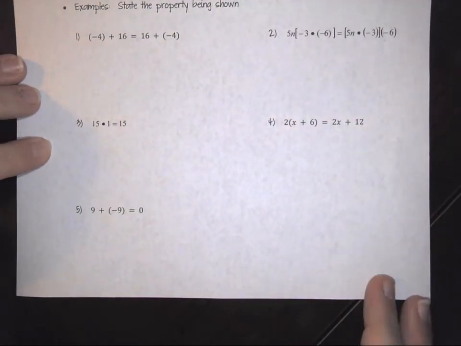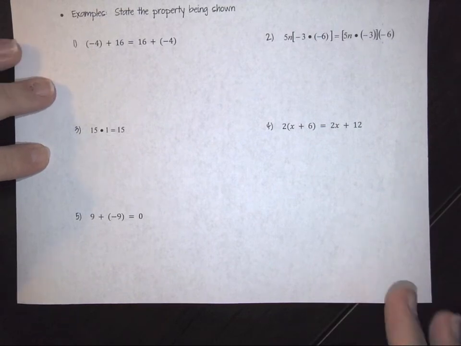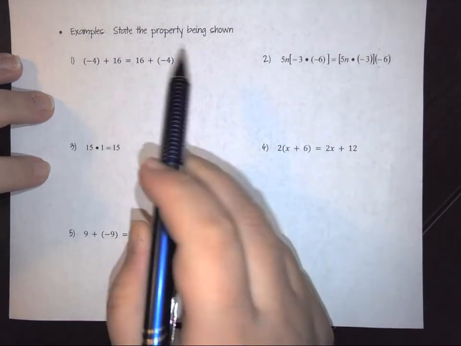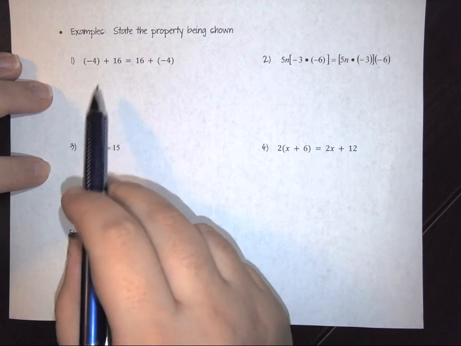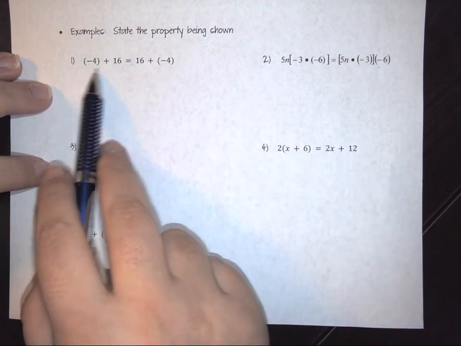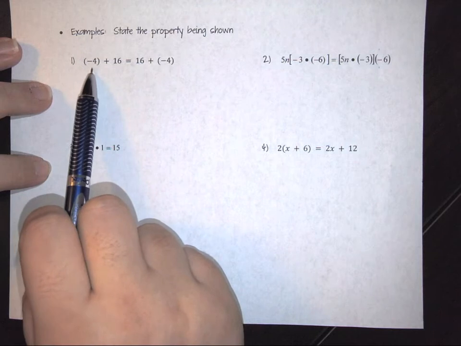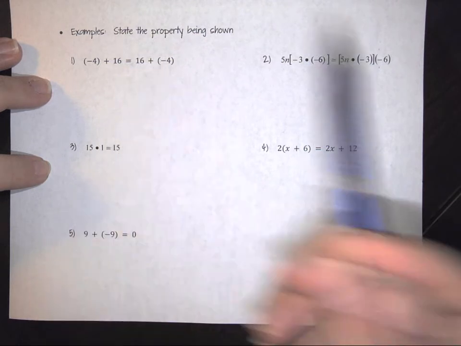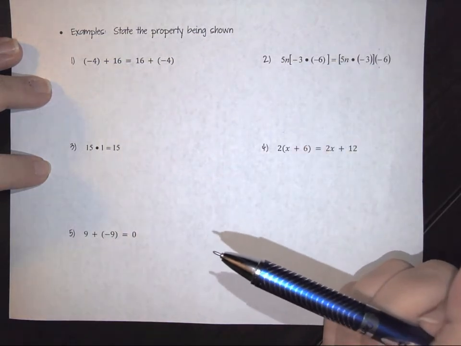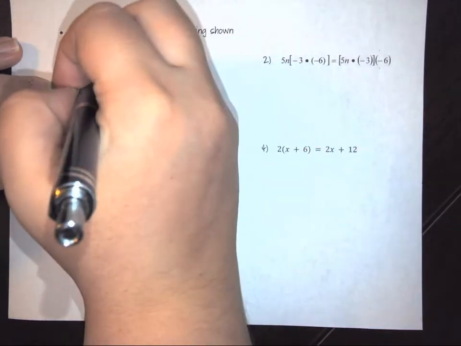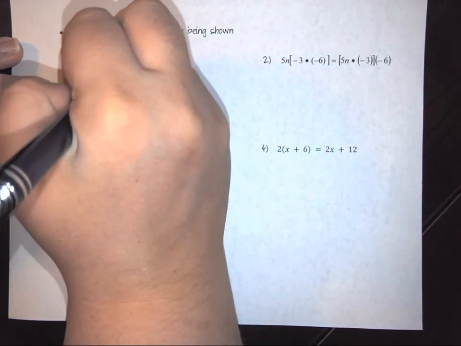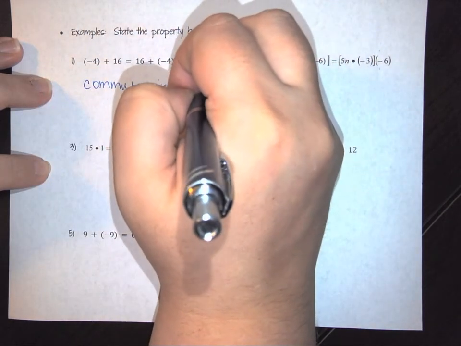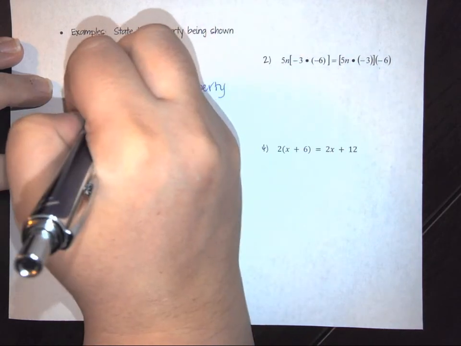Now, when we are looking at these, notice the only thing that we're supposed to do here is state the property shown. We're not asking to solve or simplify. We're asking to identify the property you see. So here, I have negative 4 plus 16 equals 16 plus negative 4. When we're looking at that, this is going to be the commutative property of addition.